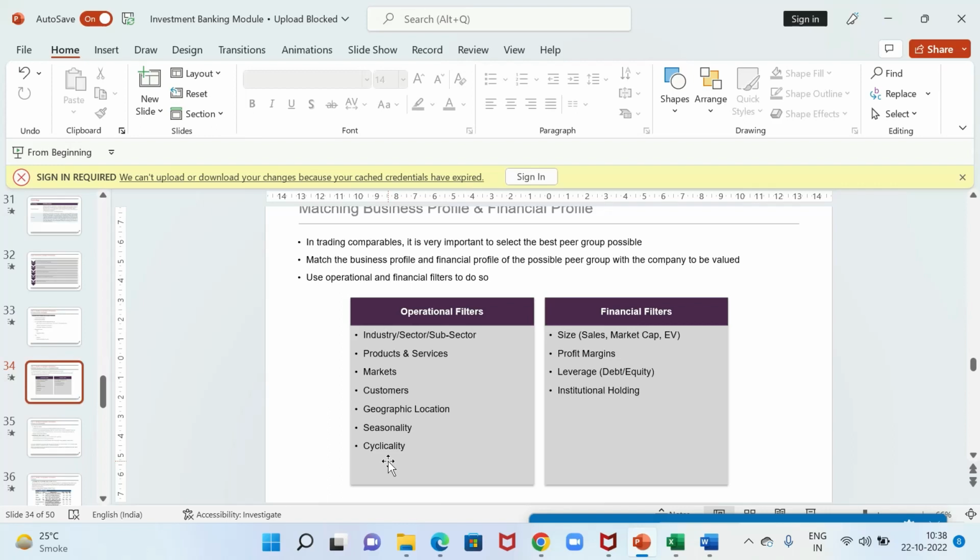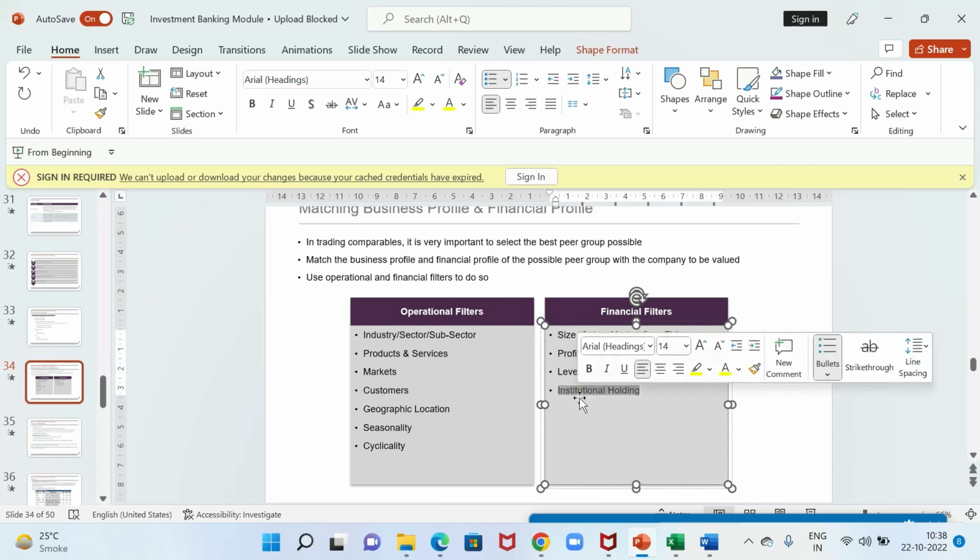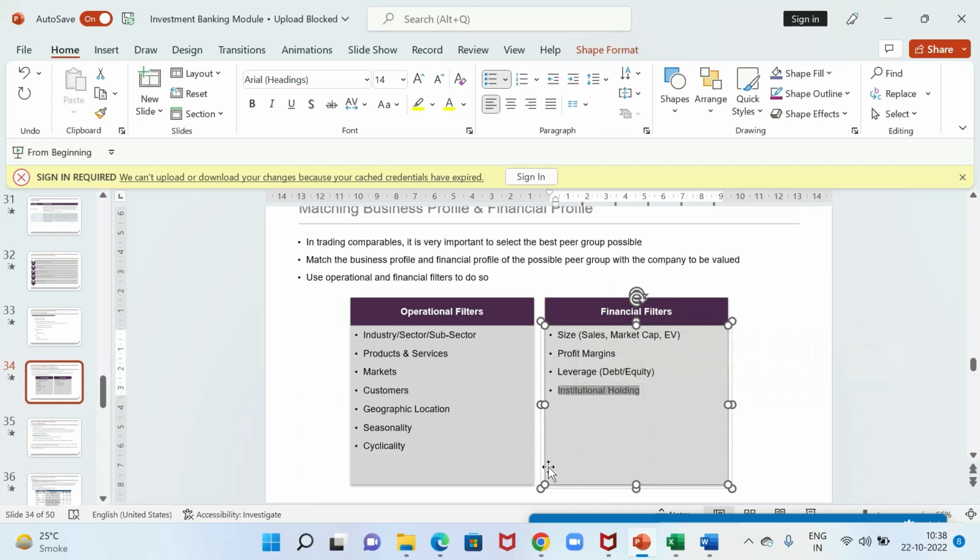Any questions on that? I know you will not be able to see cyclicity. I just told you seasonality. I told you geography, customers, market. These are the operations. Financial, we generally do not look into it. Institutional holdings depends. If I am using that filter for an acquisition target, what is the institutional holding it has? It's a similar platform like Myntra only, in online.